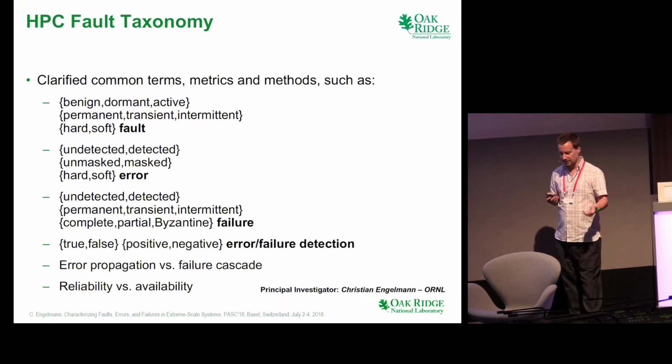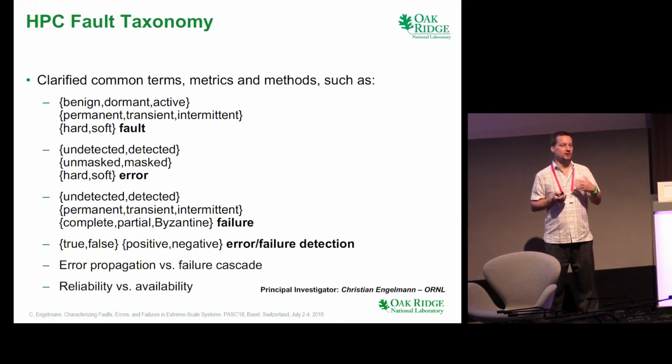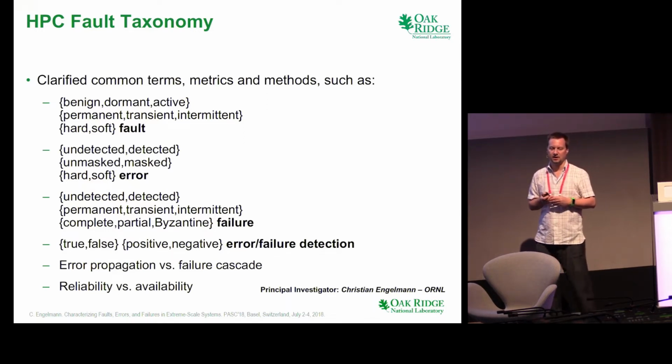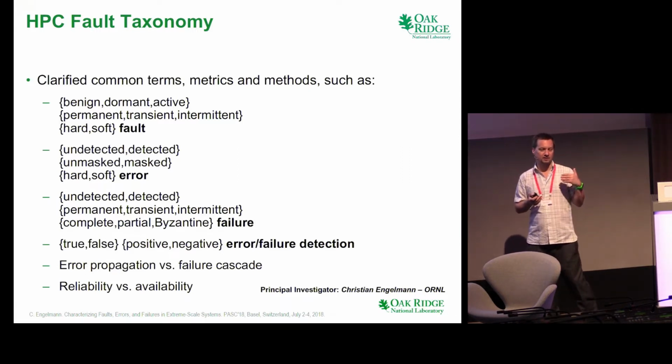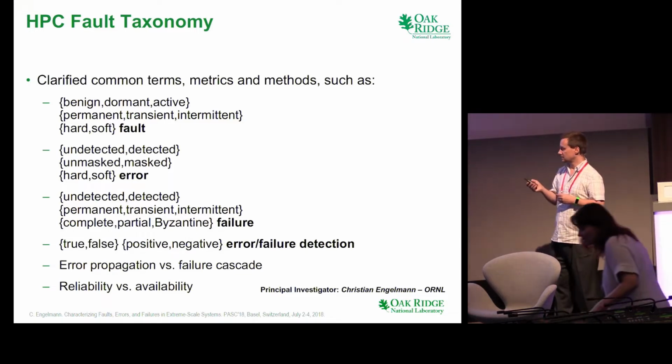So in the beginning of this project, about 3 years ago, we started developing an HPC fault taxonomy. This is already based on earlier work. There has been a significant amount of work at other labs. There was a workshop organized by Mark Snir a few years ago, where we basically sat down for a week to discuss an HPC fault taxonomy. And based on that, we came up with a common set of terms, metrics, and methods.